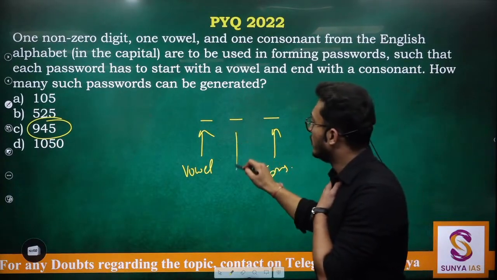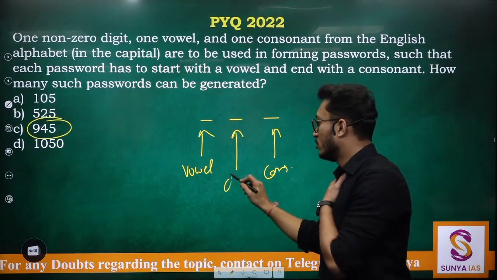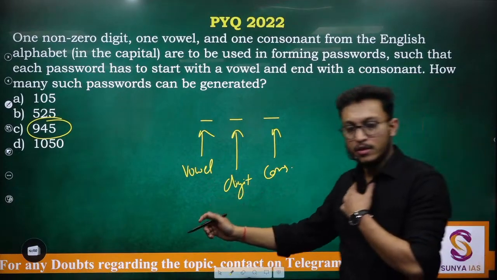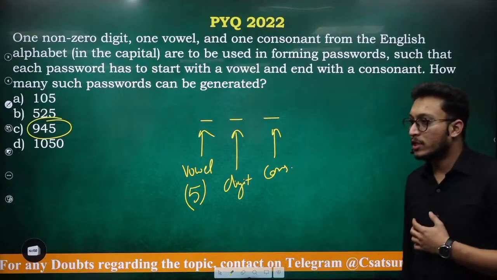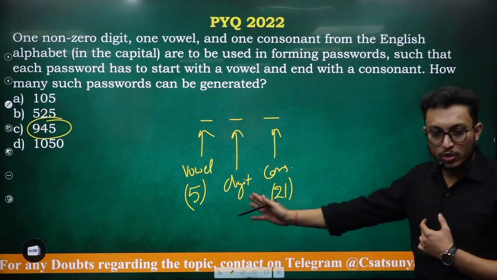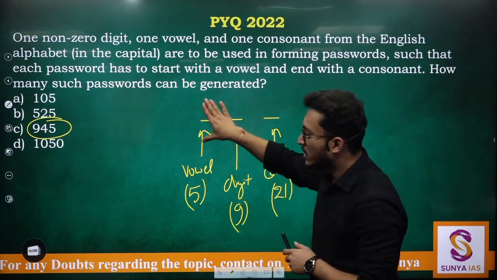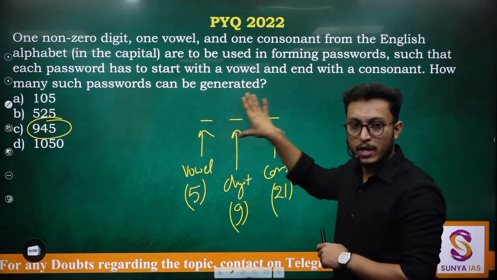I also need a non-zero digit, so I need to use a digit. Now how many vowels are there? There are 5 vowels, so I have 5 options. How many consonants are there? 21. I have 21 options. How many non-zero digits are there? 9. I have to perform this event and this event and this event, so we will multiply.